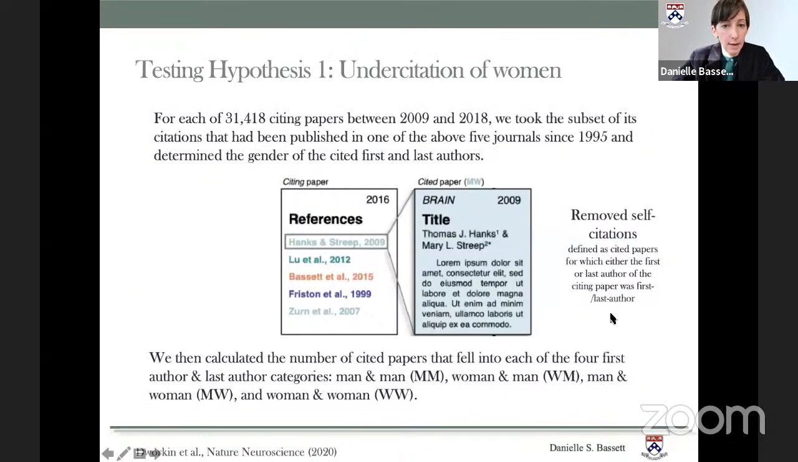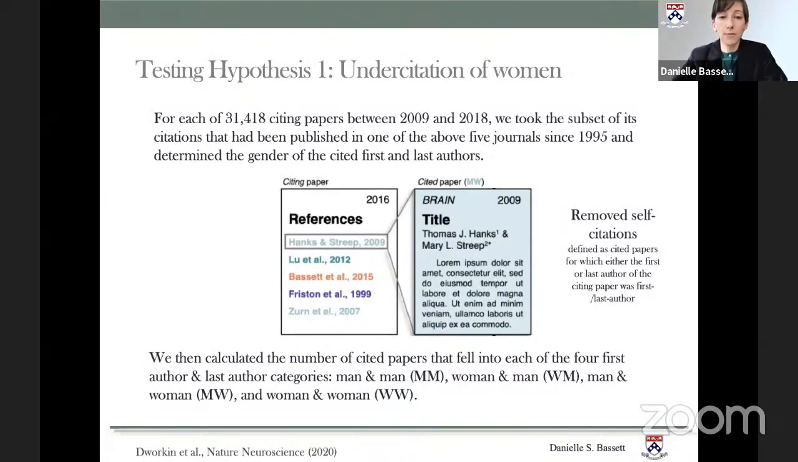Now we took that data and wanted to test the first hypothesis. These next few slides are going to be in the context of gender, and then the next slides after that will be in the context of race and ethnicity. So the first hypothesis we wanted to test was the undercitation of women.